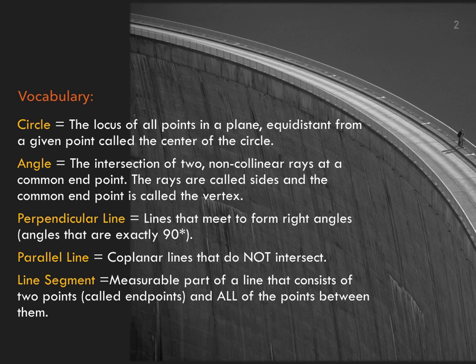Line segments are measurable parts of a line that consist of 2 points, called endpoints, and all points in between them.